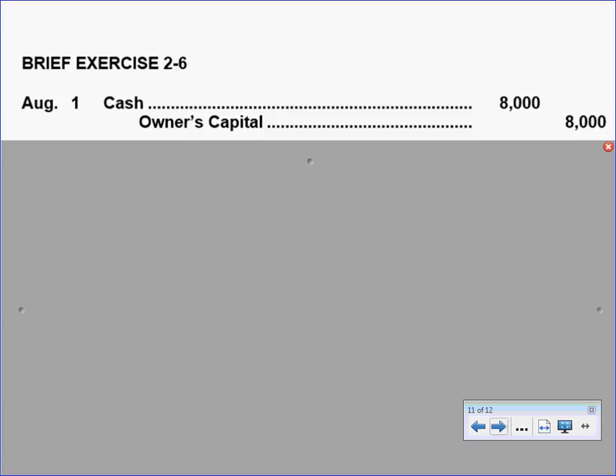What is happening on August 1st? We're getting cash, but we're increasing capital, okay? Just like the first round last time. We gained cash. Cash went up, but so did owner's capital. Because remember, debit and credit does not always mean increase and decrease. In this case, a debit is increasing cash and the credit is increasing owner's capital. Okay. Did they date them for you again?